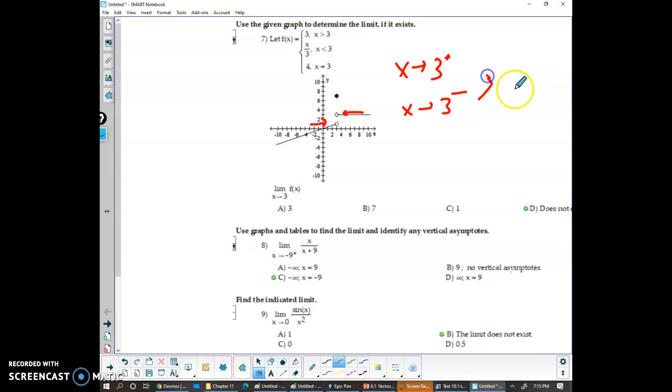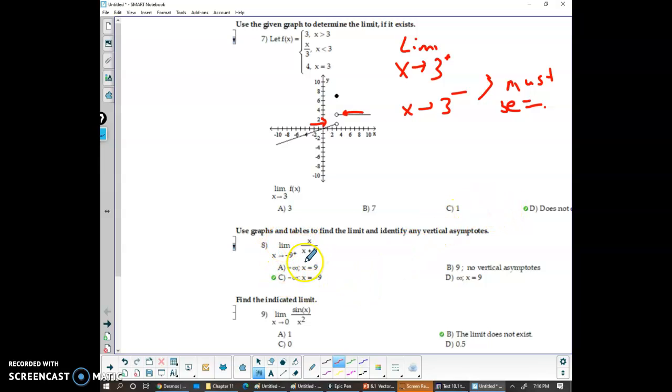These limits must be equal for the limit to exist. So that's why this one doesn't exist. If these two limits aren't equal, then there is no limit here. You can go back to your notes and look at that, but that's a key thing about limits. The left hand limit and the right hand limit must both approach the same number for the limit to exist.